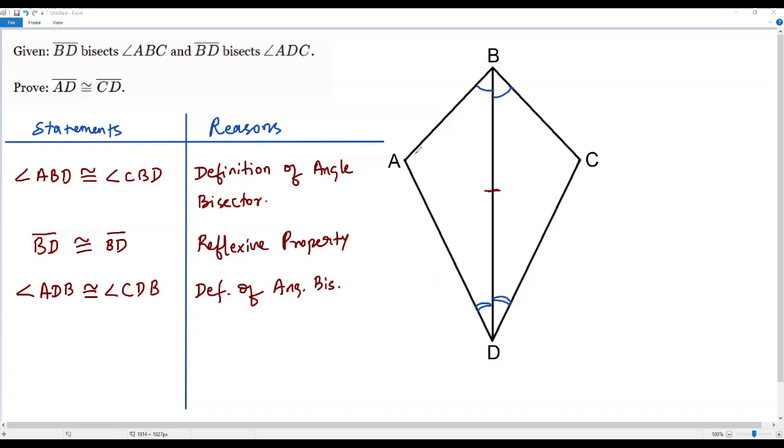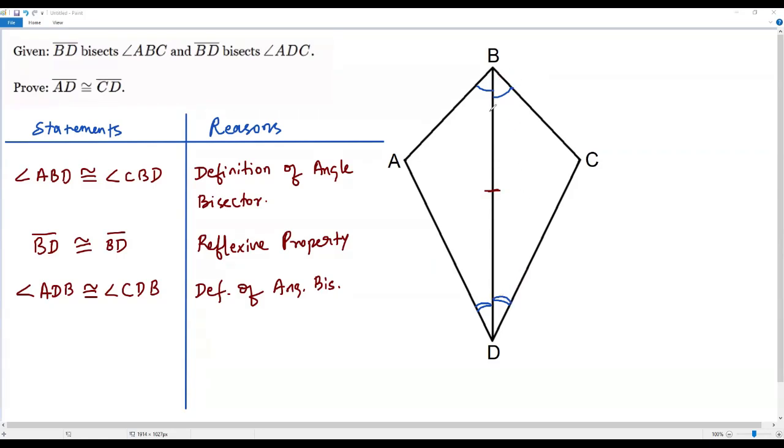Now let me consider three components of triangle ABD. So what are the three components? Let me consider the angle measure over here and the angle measure over here, and the included side, that is the side BD, which is included by these two angle measures. Now let me consider the same in the second triangle CBD: angle measure over here, angle measure over here, and the included side BD, because BD is included by the two angle measures.